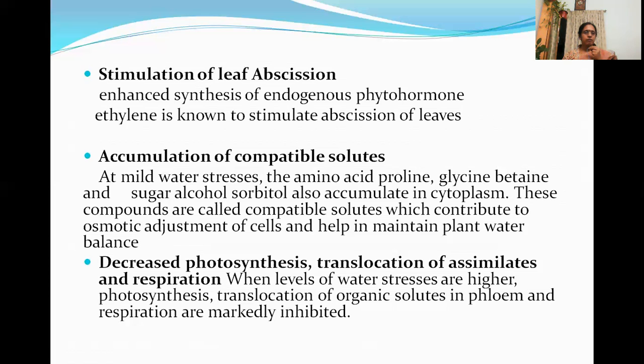Then stimulation of leaf abscission. Enhanced synthesis of endogenous phytohormone ethylene. Ethylene is an abscission hormone. So the enhanced synthesis of endogenous phytohormone ethylene is known to stimulate abscission of leaves. Then is accumulation of compatible solutes. This accumulation actually is one important stress resistant mechanism. That is, at mild water stresses, the amino acid proline, glycine betaine, and sugar alcohol sorbitol also accumulate in cytoplasm. These compounds are called compatible solutes, which contribute to osmotic adjustment of cells and help in maintaining plant water balance. It is similar to the xerophytes that I have told you earlier.